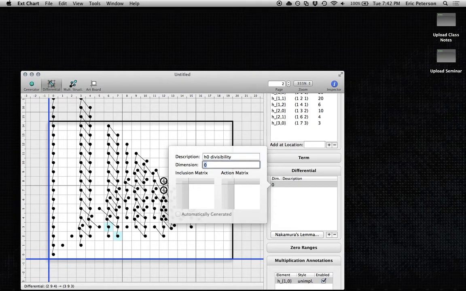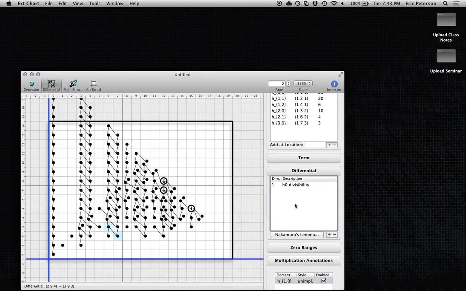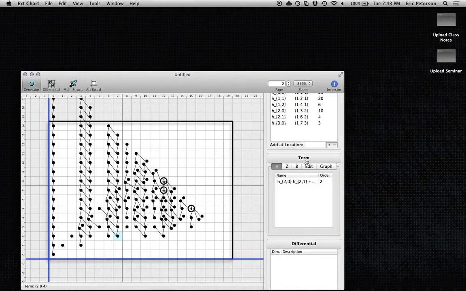I'll leave myself a note. I learned about this thing by H0 divisibility. And I'll introduce the differential. So I had to know what the cycle here was called. This is something that Ext Chart is also happy to tell you. It said that it was the sum of the two terms.